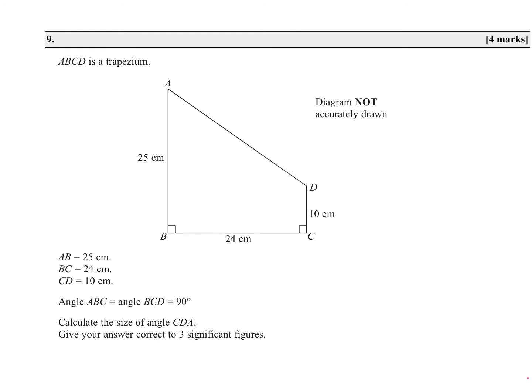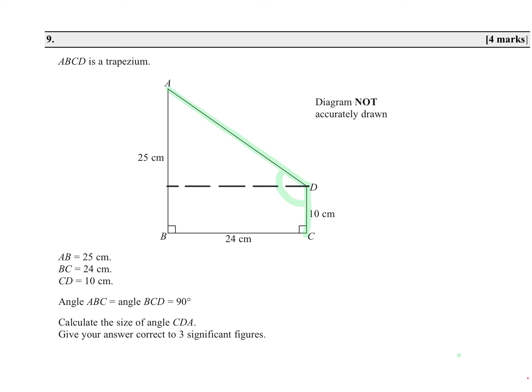Calculate the size of angle CDA. Okay, so what I like to do is CDA. So I need to calculate the size of this angle. This is what it's asking me to do, isn't it? So what I notice is this trapezium is actually, and a lot of trapeziums are normally made out of rectangles and triangles. So what I'm going to do is I'm going to split this shape. Here, we can see we have our rectangle.